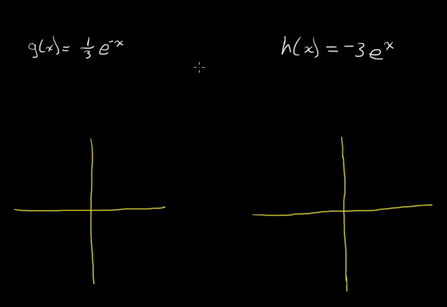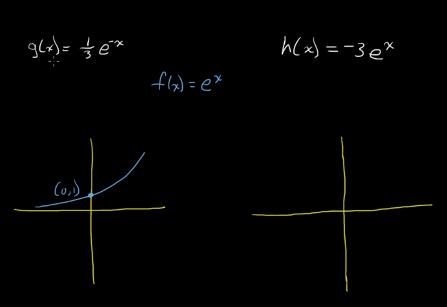In this video, we'll be graphing a couple of exponential functions. First, we have g of x equals 1/3 times e to the negative x. We're going to use transformations of graphs. So let's look at the root function. We have f of x equals e to the x. And that is graphed, a rough sketch here, like this, where it crosses the y-axis at the point 0, 1.